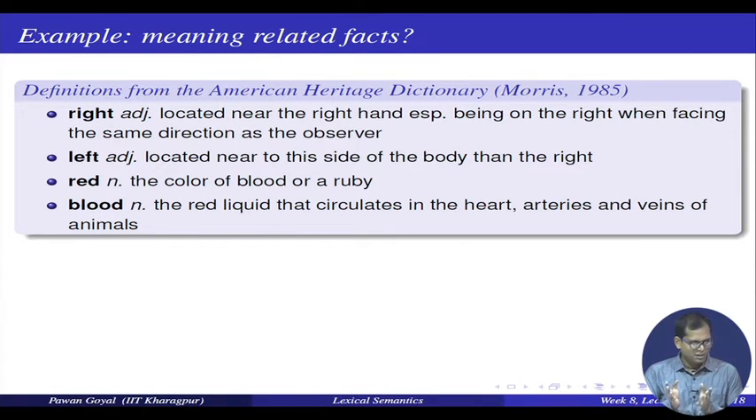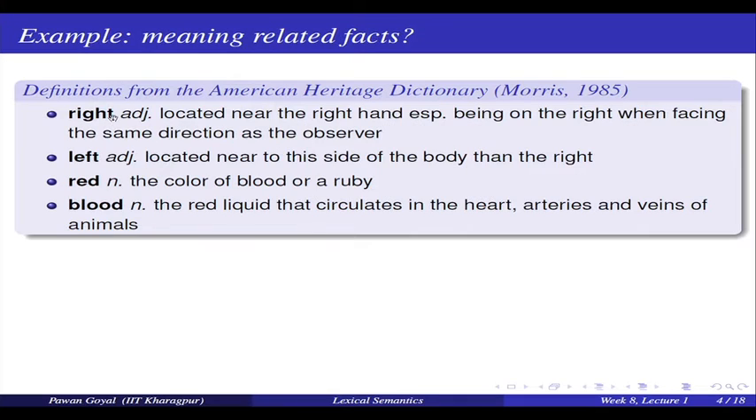And also lexemes are defined in terms of other lexemes. Like here, red is the color of blood or a ruby, and blood is defined as the red liquid. So blood is defined in terms of red, and red is defined in terms of blood. So you see that there is some sort of circularity involved here in the way they are defined in the lexicon. But even if that is the case, you can still extract some sort of meanings.